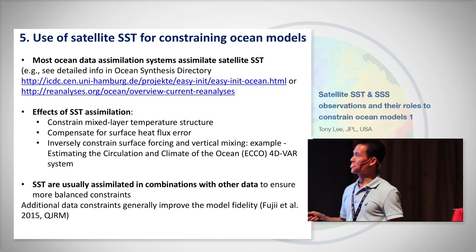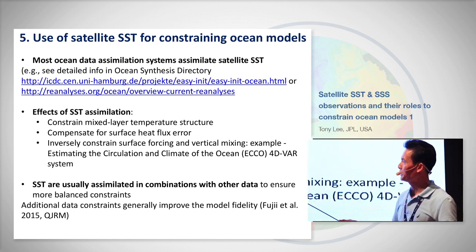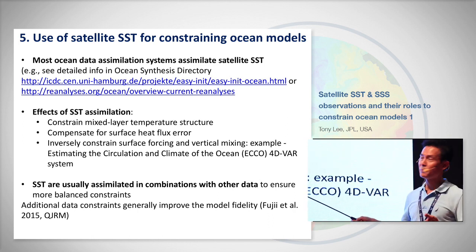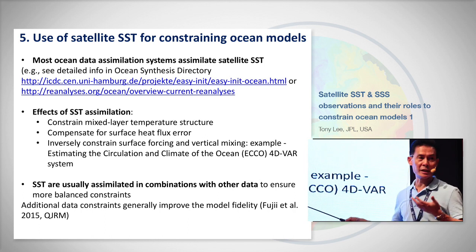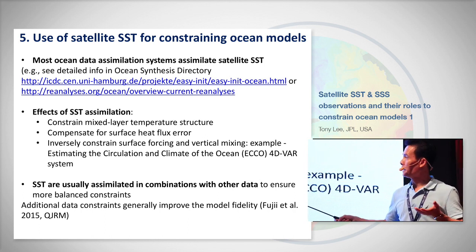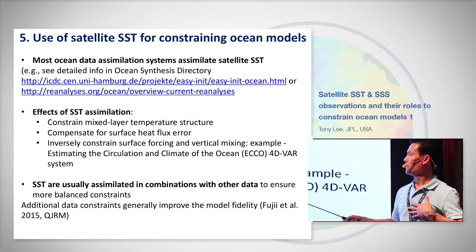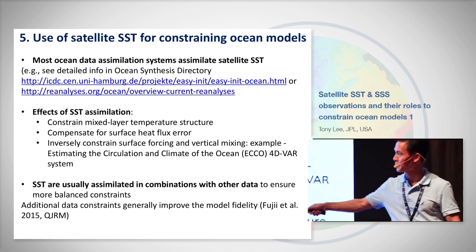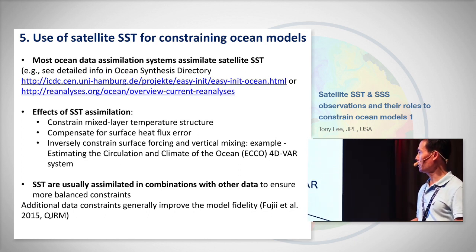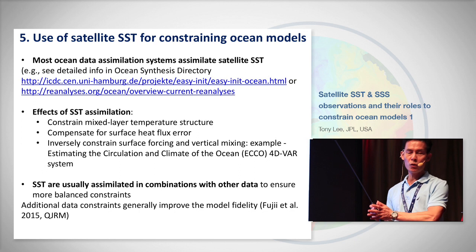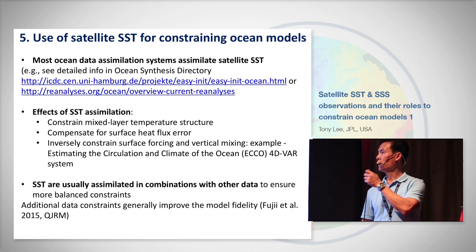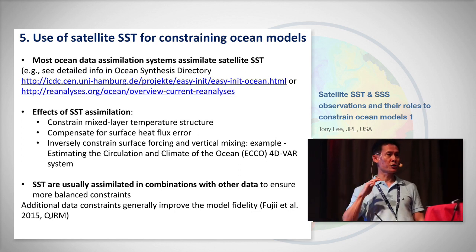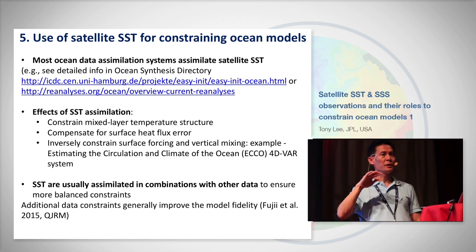So what are the effects of the SST assimilation on models? Well, it constrains the temperature variability in the mixed layer, and it also helps compensate for surface forcing errors, in particular the surface heat flux. And in fact, in some systems, such as the ECCO, or estimating the circulation and climate of the ocean, that use 4D-Var over the entire model trajectory, the SST data, along with other data, are very important for constraining the surface forcing, not just the heat flux, the wind as well.